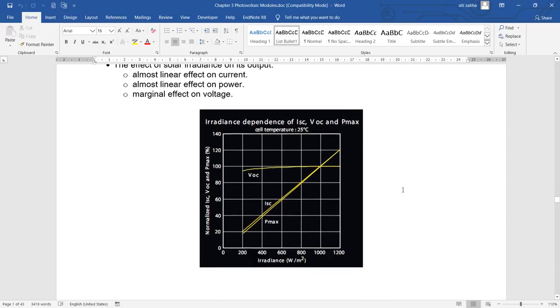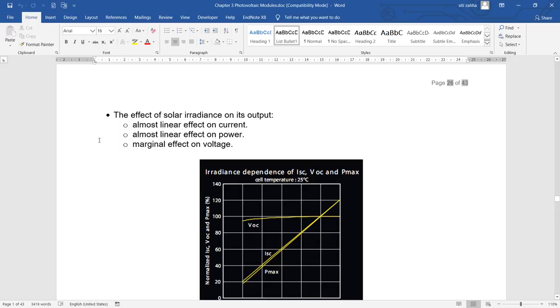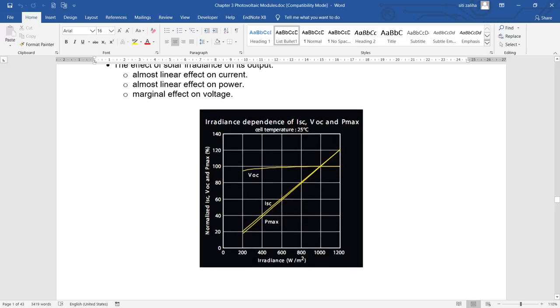So what about solar irradiance? The effect of solar irradiance on its output. When the solar irradiance increases, it will give a linear effect on current and power. But for voltage, there is a marginal effect, which means that the voltage is almost constant, even though the solar irradiance increases.